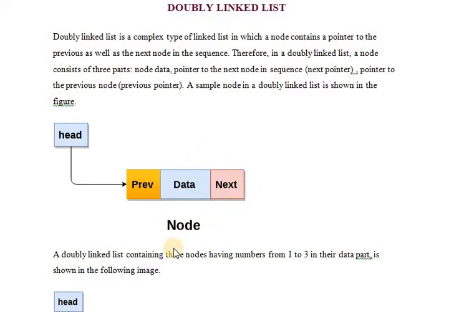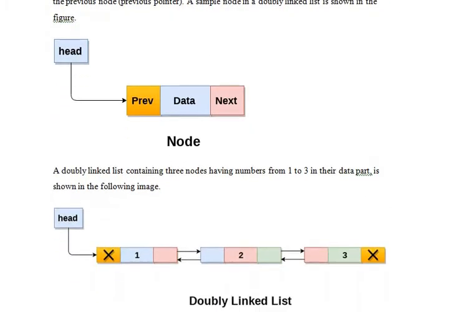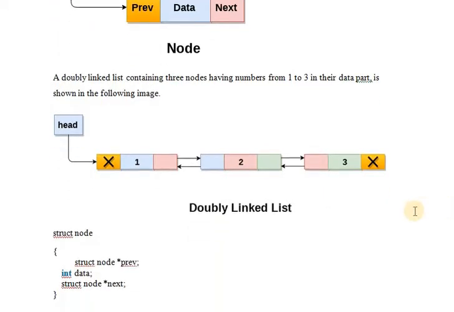Okay, a doubly linked list contains three nodes having numbers from 1 to 3 in the data part, as shown in the following image. You will see that. So I have already said that, it has three parts. See here, this is the starting, this is the head pointer, so it points to the first node. It also contains three nodes. Here why I have given a cross mark means here there is no previous node, that is why I am giving a cross mark here.